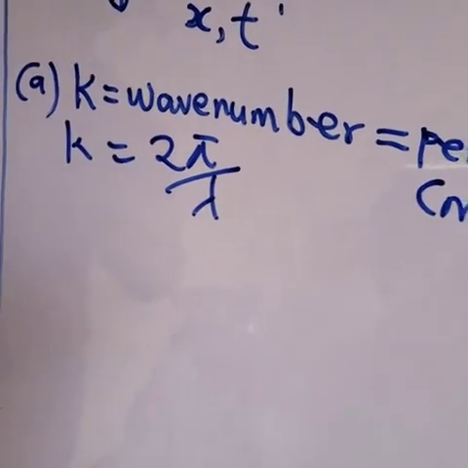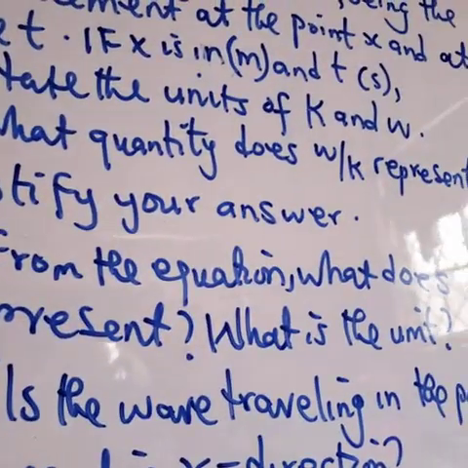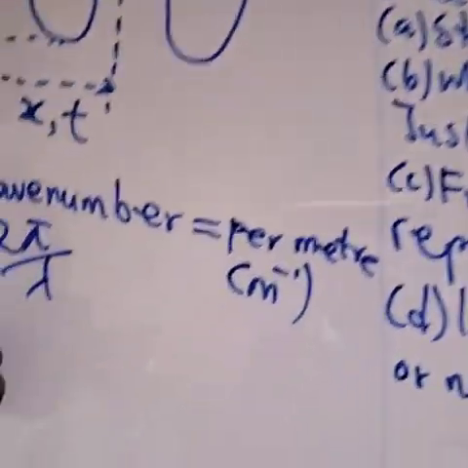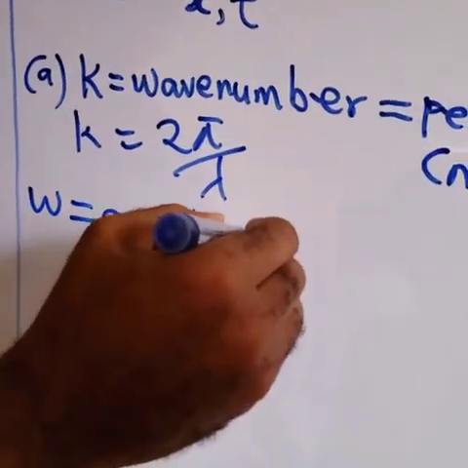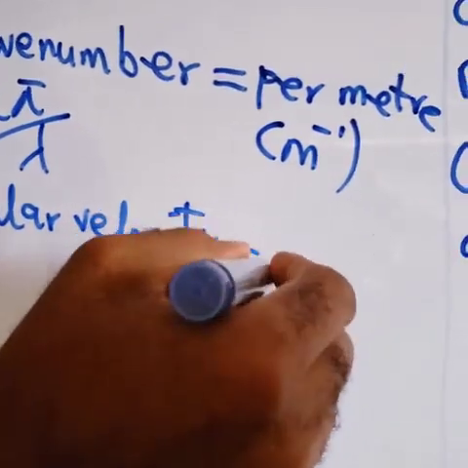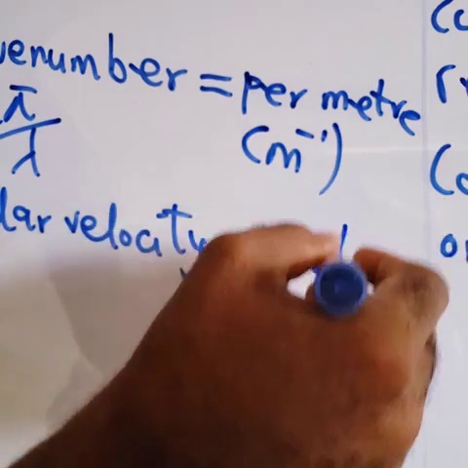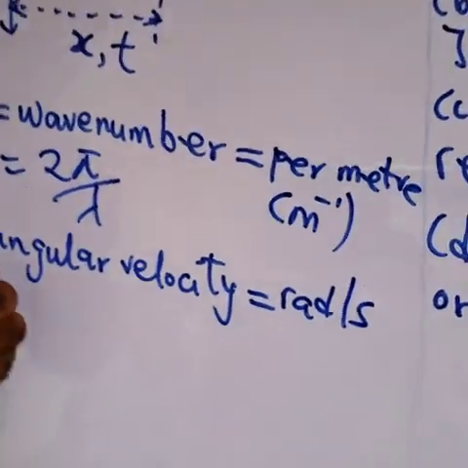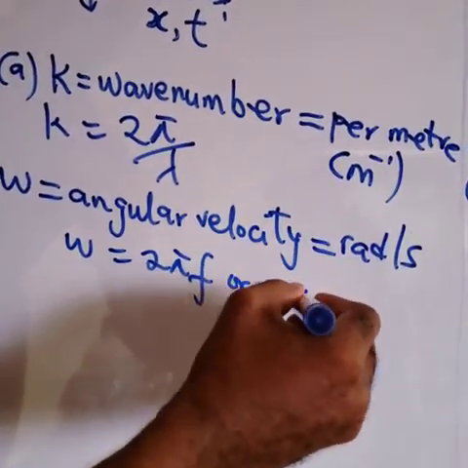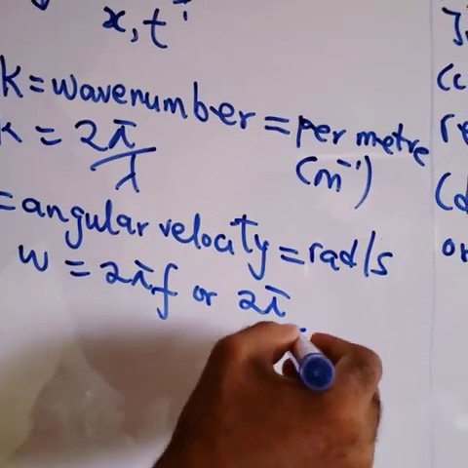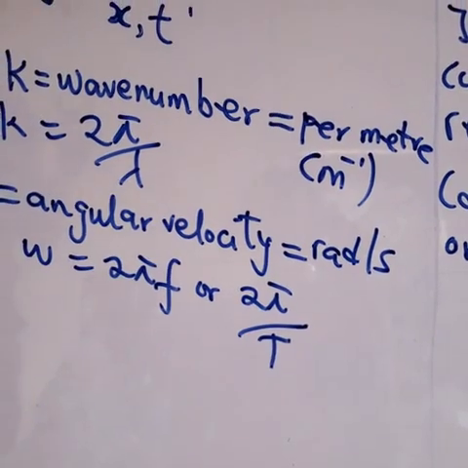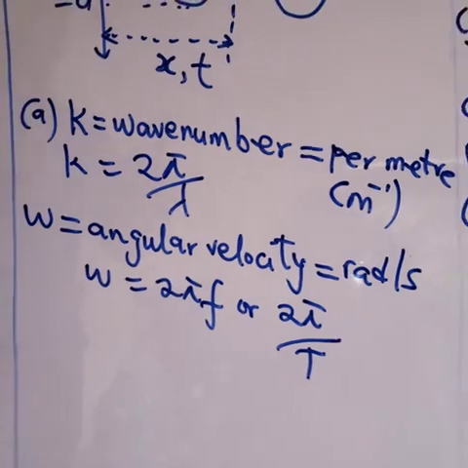Then the next one is the meaning of w. W is called angular velocity of the wave. The unit is radians per second, and the formula is 2 pi f, or 2 pi over period, because f is 1 over period. Now, this is just to go straight and drop the answer.